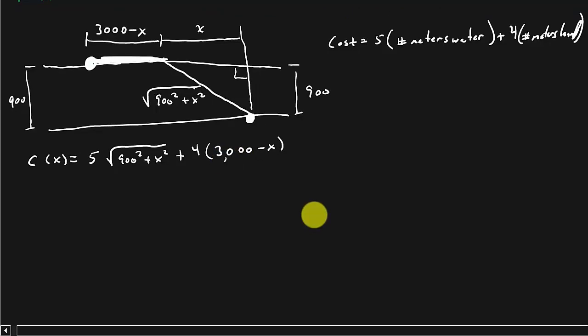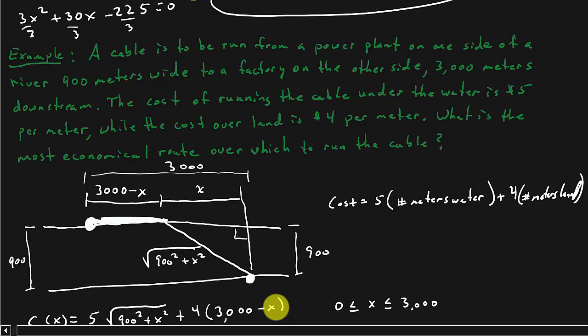So now, before we take the derivative, we know that 0 is less than or equal to x, less than or equal to 3,000, because this distance x has to be more than 0, but it can't be more than 3,000, because 3,000 is the total distance between the two plants. They tell us that up here in the problem.